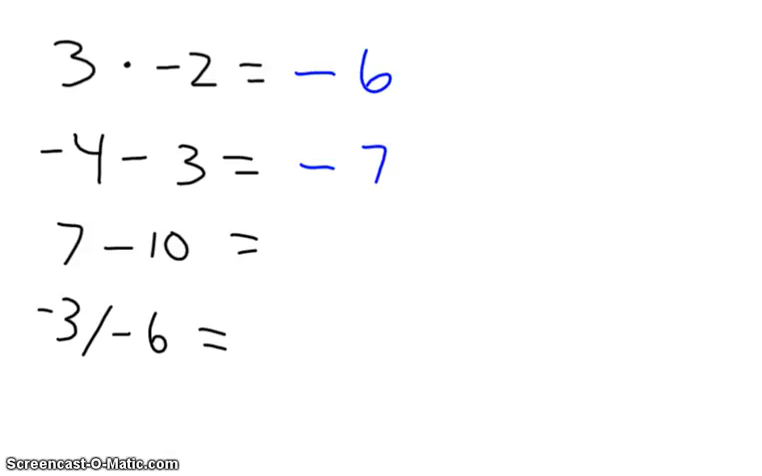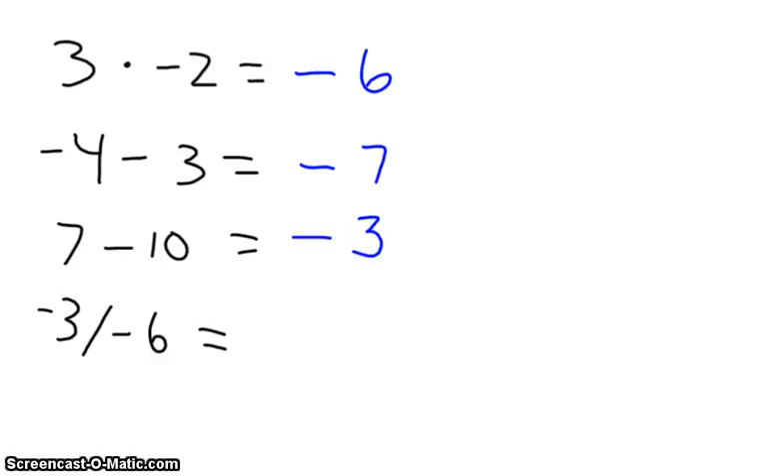Next one is 7 minus 10. Or I have a +7 and a -10. So here when I'm combining numbers, my signs are different. When the signs are different, we keep the sign of the larger. Well, -10 is the larger number. 10 is bigger than 7, so that is negative. And the difference between 10 and 7 is 3. So 7 minus 10 is -3.